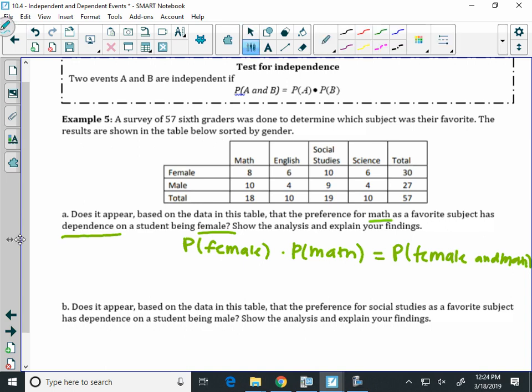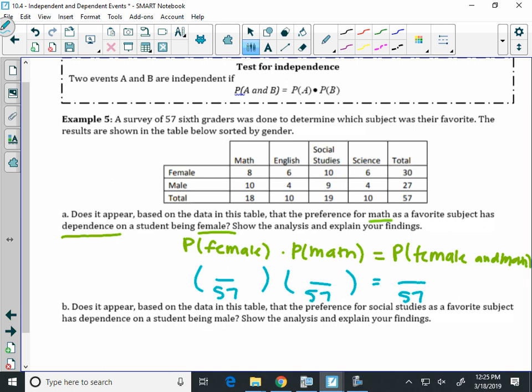So let's find these probabilities. We're finding probabilities, so we're making fractions. What's going to go on the bottom of all these fractions? What's our total amount overall? How much? 57. There's a total of 57 students surveyed. So 57 is going to go on the bottom of each fraction. Then you put the total for each thing in the top.